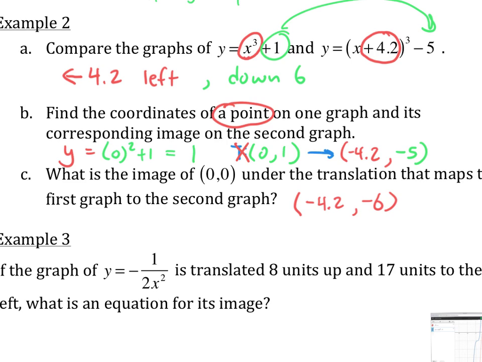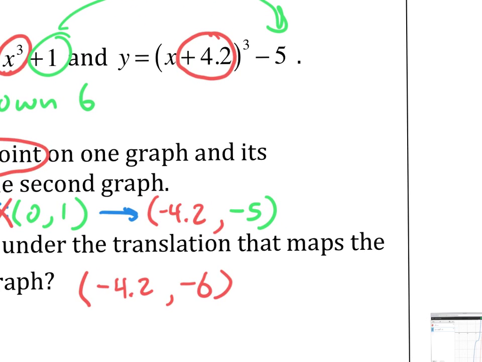So, if I were to write the translation down, it would say this: translation of my (x, y), so whatever the (x, y) is, it maps to (x minus 4.2, y minus 6). So all we do is subtract 4.2 from the x and subtract 6 from the y to get from one point to the other, the pre-image to the image.